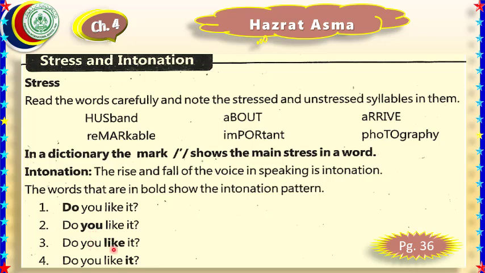What does it mean when we focus on like? It means the person asking the question thinks that the person dislikes that thing, but he is saying I like it. For the person asking the question, it is unbelievable that he likes it. In fact, he is thinking that the person responding dislikes that thing. What is the meaning of number four? Question number four is focusing on it. The person asking the question believes that the person likes something, but not that thing. The person likes something else. That is why he is focusing on the word it, to make sure that he likes this thing.